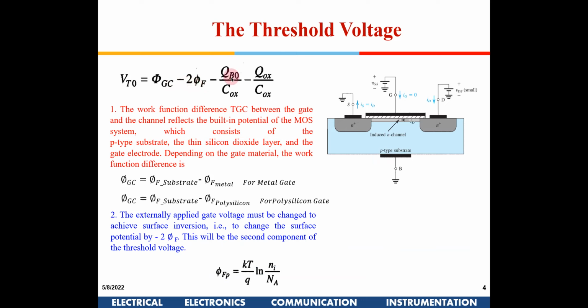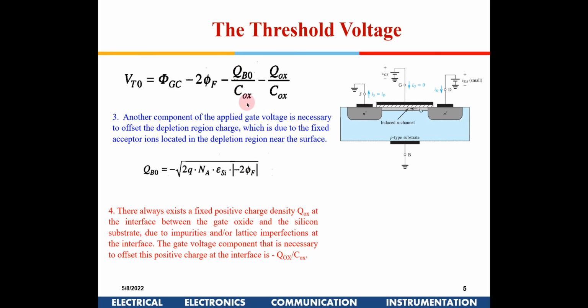Then you have one more component, which is CBO by COX. What is BO? When you are pushing the holes out here, a depletion layer will be created there, right? This is just a revision. You can go through your VLSI class notes and you'll recall the detailed derivations.